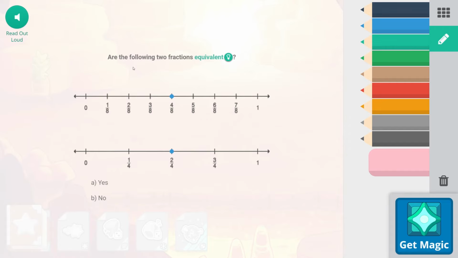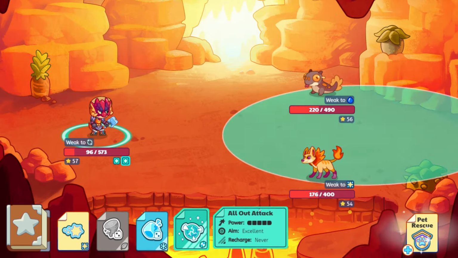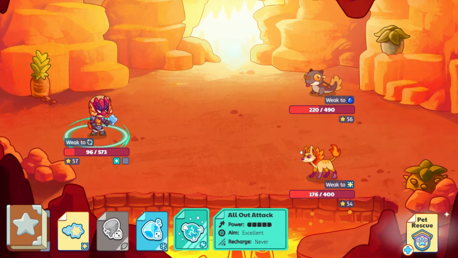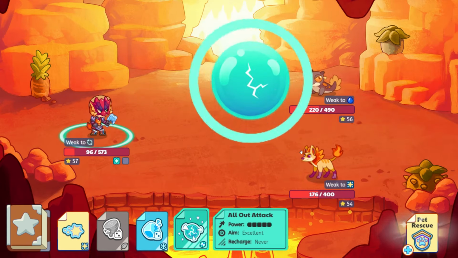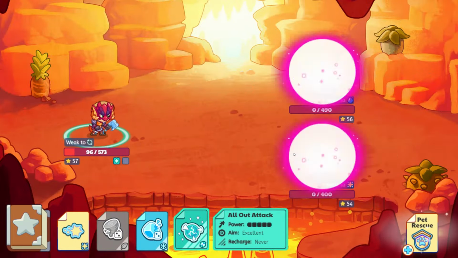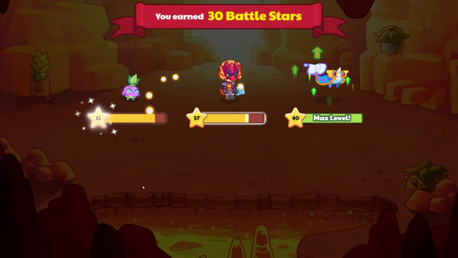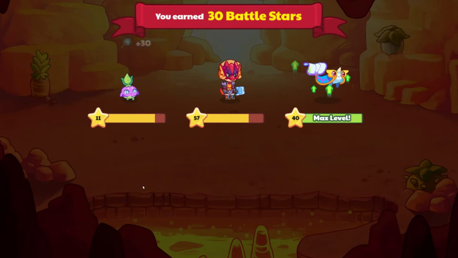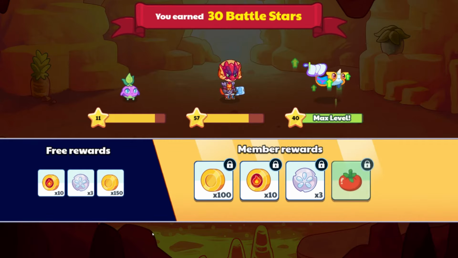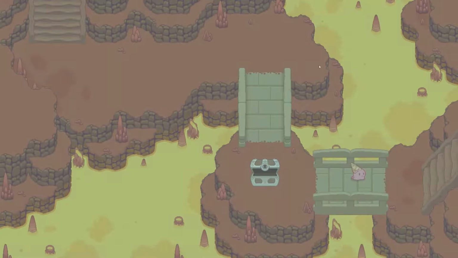Are the two following fractions equivalent? Yes, 4/8 and 2/4. They're on the same points on our line. So yes, they are. They occupy the same amount of space. And all out attack. Woohoo! I normally don't rely on my all out attacks as much. All right, there we go. Okay, and we will continue onwards.